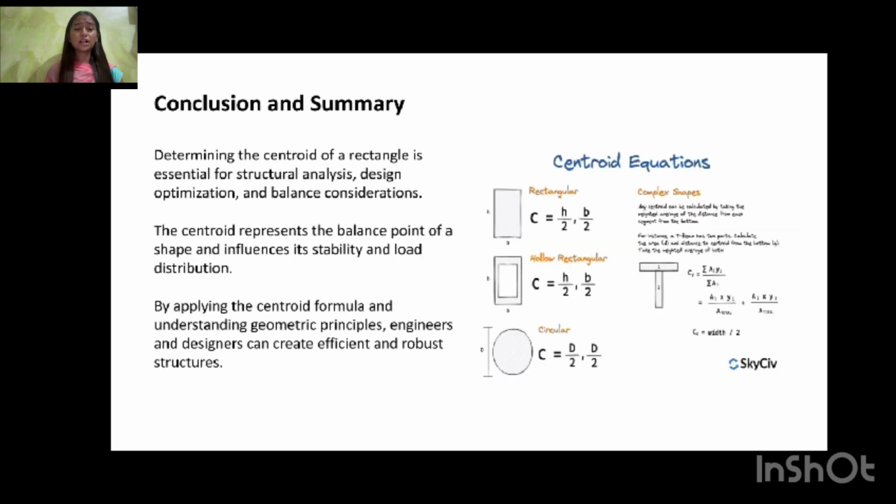Now let us come to the conclusion and summary of this topic. Determining the centroid of a rectangle is essential for structural analysis, design optimization and balance consideration. The centroid represents the balance point of a shape and influences its stability and load distribution. By applying the centroid formula and understanding geometric principles, engineers and designers can create efficient and robust structures. Centroid equations are given here in a diagram as an example.